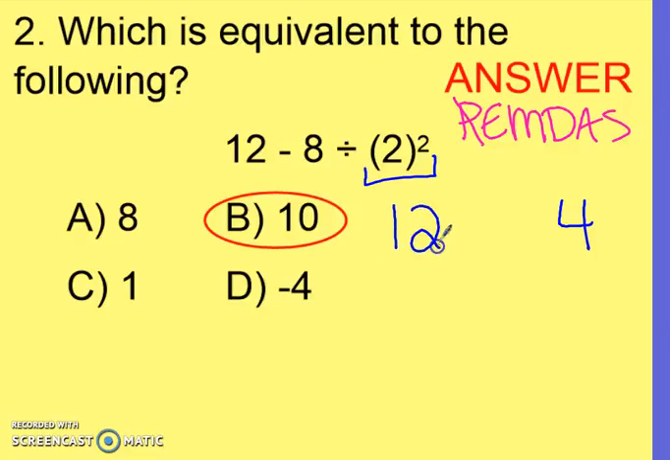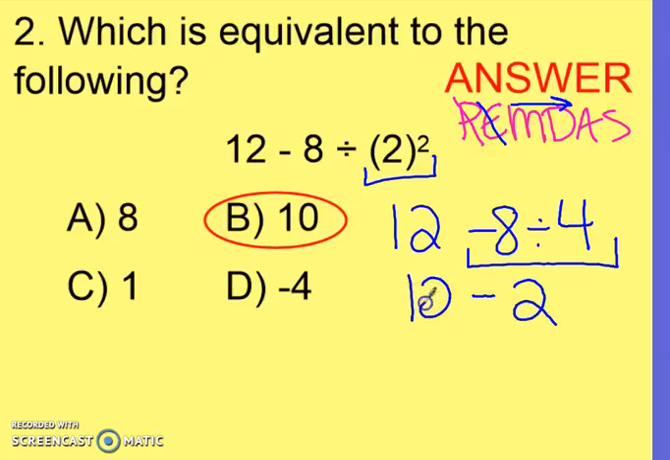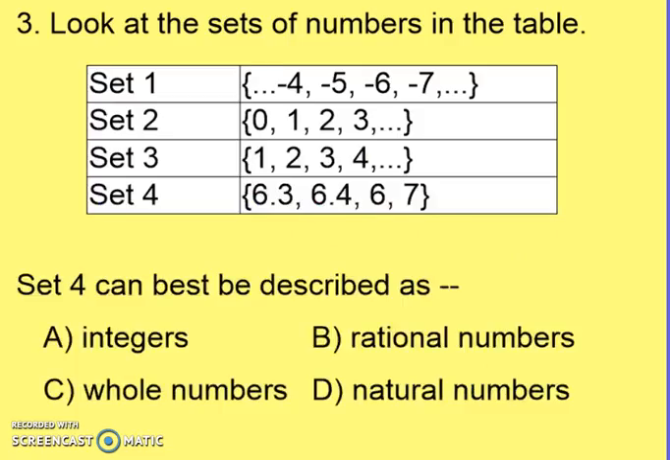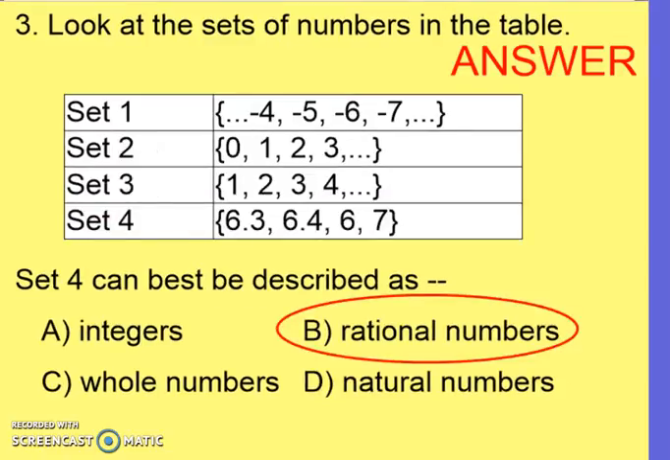I'm going to drop everything else. 12 minus 8 divided by 4. So done with exponents, I multiply, divide, left to right. So I have a negative 8 divided by 4, which is a negative 2. Drop down your 12, and then 12 minus 2 is 10. Next one. And then the answer is B.